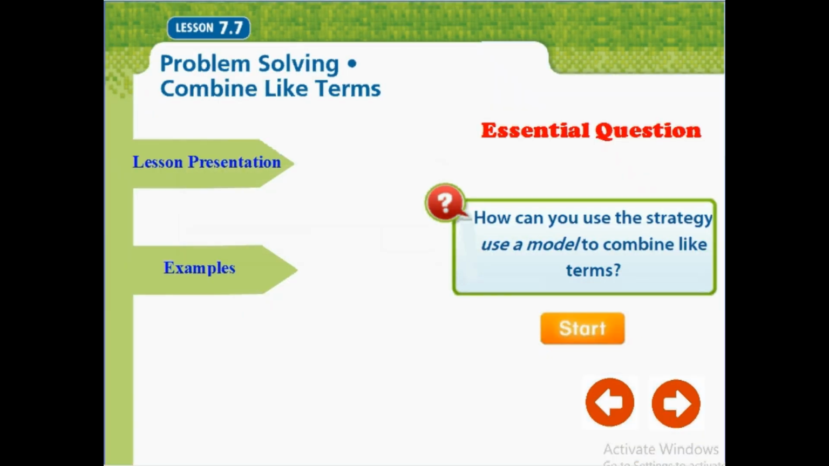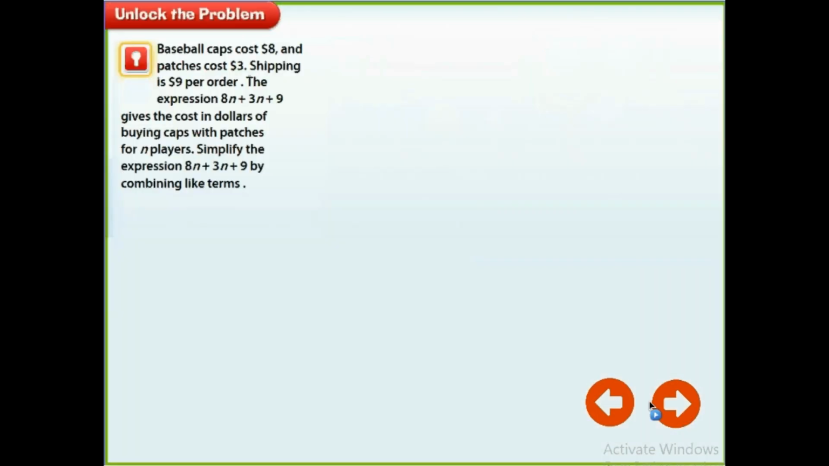How can you use the strategy use a model to combine like terms? Baseball caps cost $8 and patches cost $3. Shipping is $9 per order. The expression 8n plus 3n plus 9 gives the cost in dollars of buying caps with patches for n players. Simplify the expression 8n plus 3n plus 9 by combining like terms.